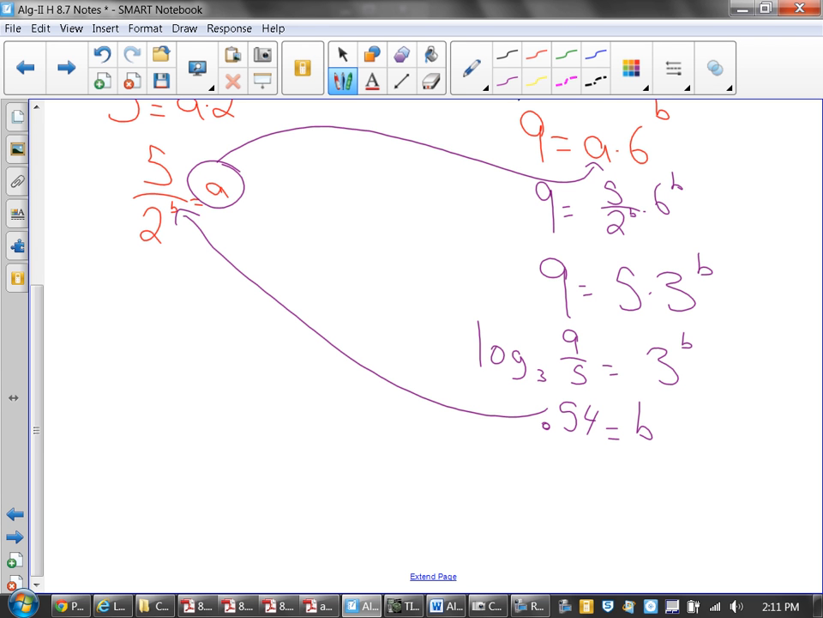Again, when you're dealing with the power functions, you're going to have to do logarithms. You're going to have some rounding. Make sure you round to 2 decimal places. So this is going to become 5 over 2 to the 0.54.